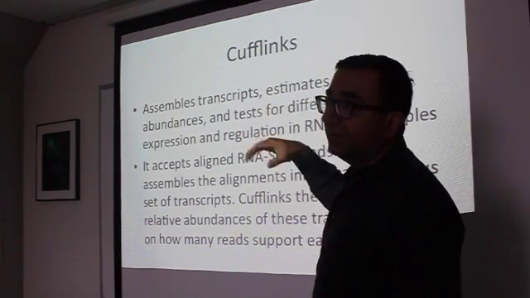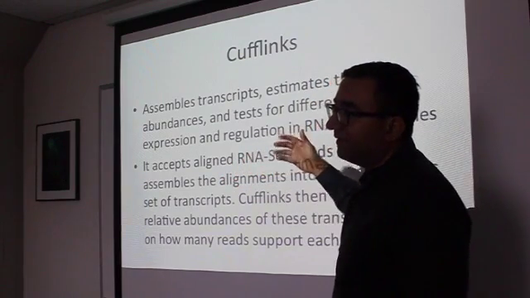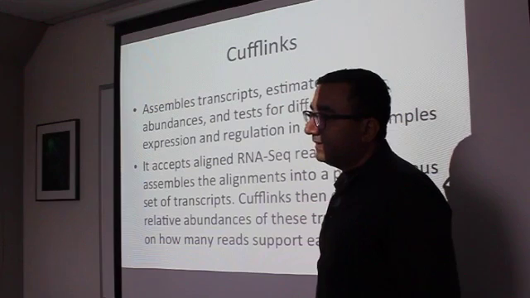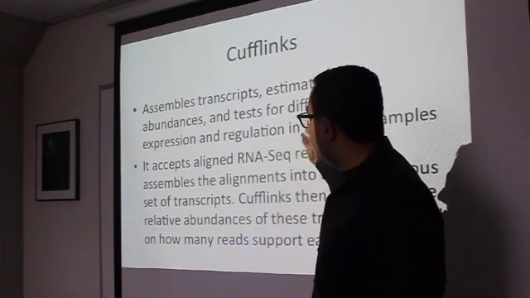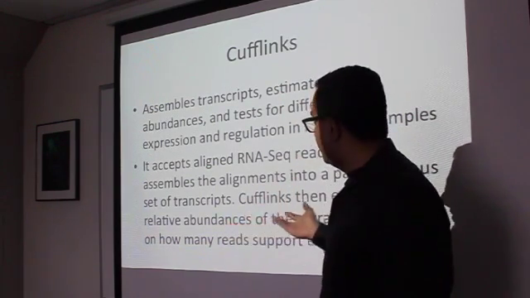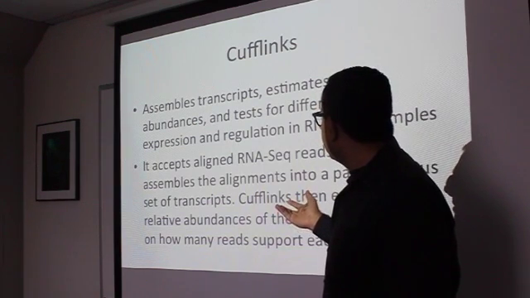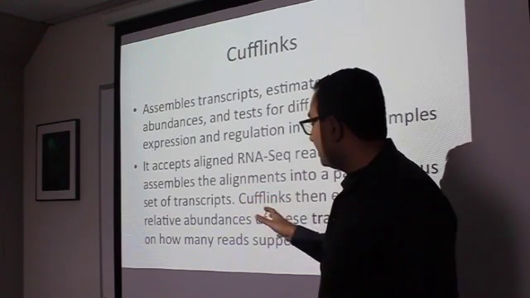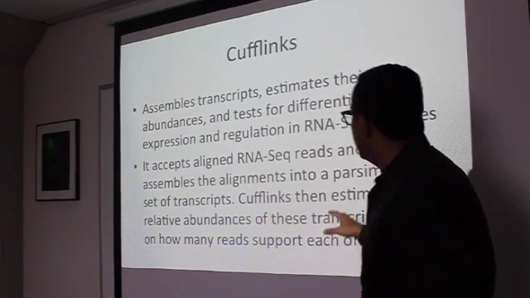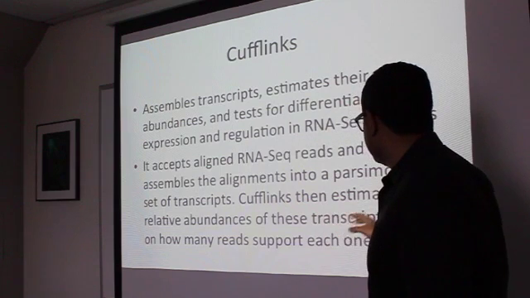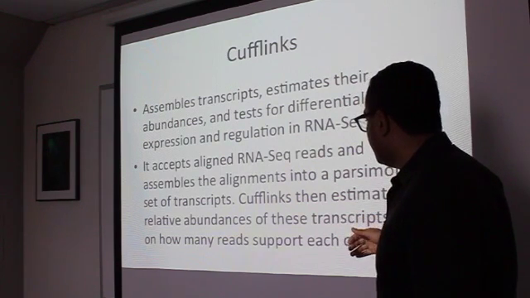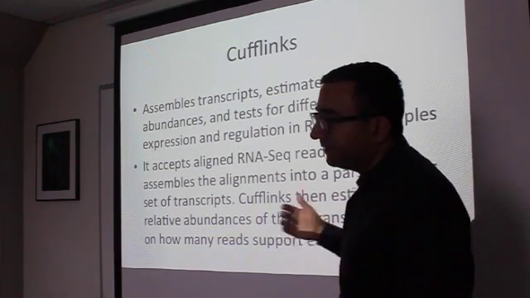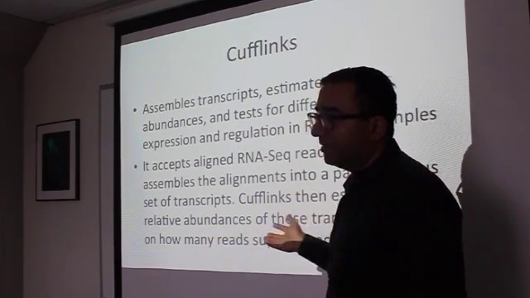If you have a novel genome where the reference is not available, you can use this to assemble those transcripts and estimate their abundances and all that. So it has all these features and they're quite useful, to be frank. It accepts aligned RNA-seq reads and assembles these alignments into a parsimonious set of transcripts for you. Cufflinks then estimates the relative abundance of these transcripts based on how many reads support each one. Again, it's a very specific case of what you may or may not need.